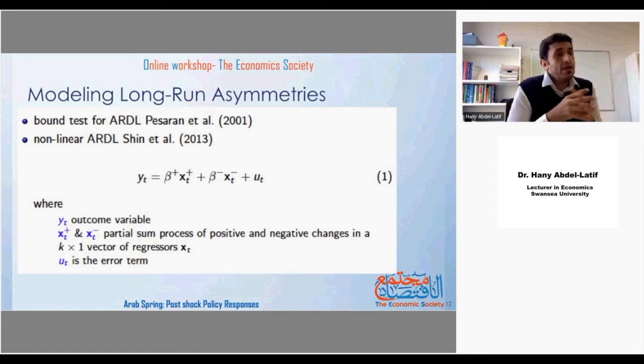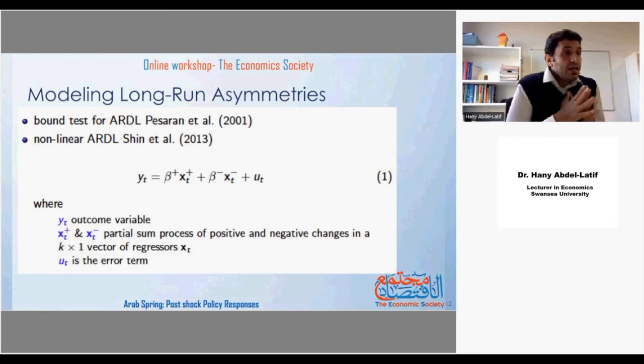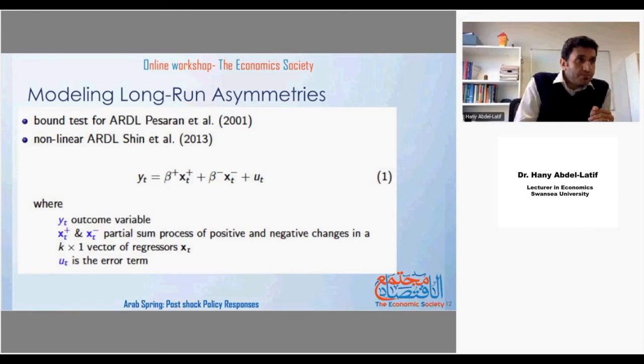2013. What we have here, in equation one, y is our outcome variable, so in our case it would be GDP growth or per capita GDP growth. We have beta plus and x_t positive, which is just the partial sum process of positive changes in whatever variable you are interested in. In our case that would be government spending, and beta minus and x_t negative is again the negative sum of changes in government spending. In our case, u_t is just the usual error term.